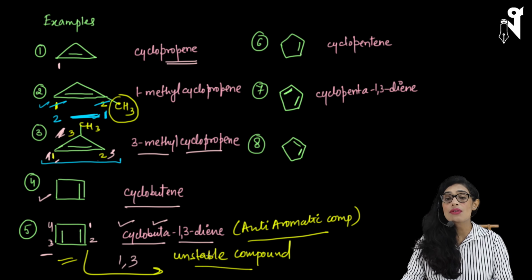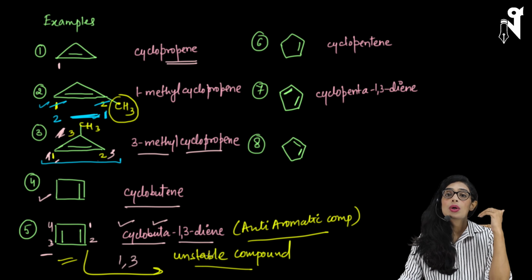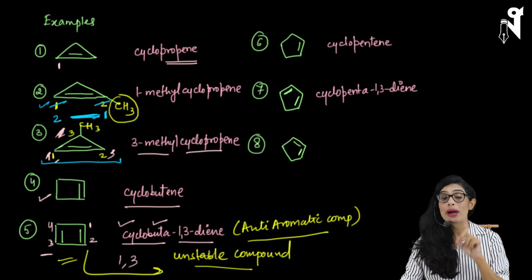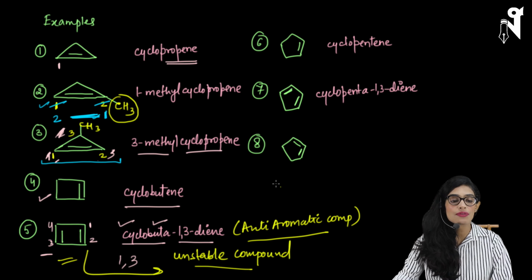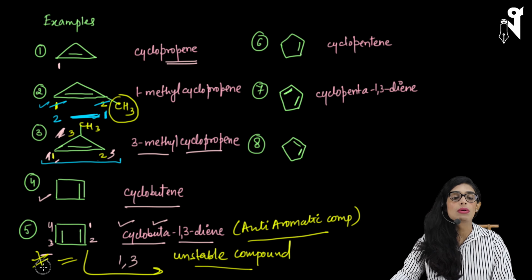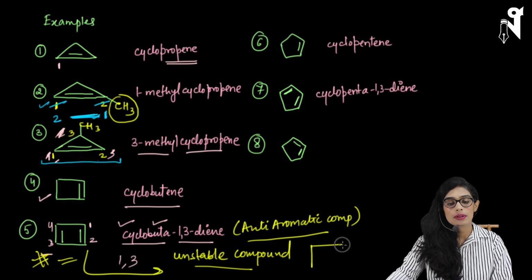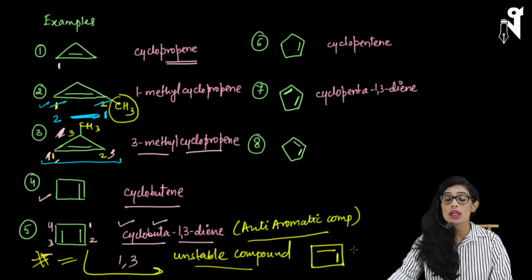So basically we can have structures with one or more than one double bond, but mind one thing: double bonds can never be on consecutive positions. That means if I would like to make this particular compound with a double bond over here and a double bond over here, this is not possible. Why? Because it is a highly unstable compound. Why is it highly unstable?